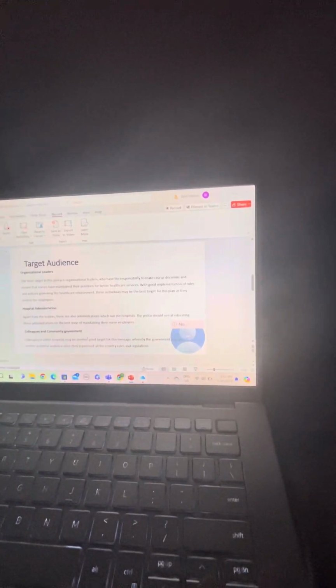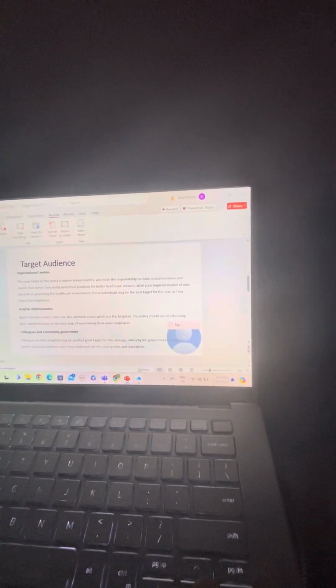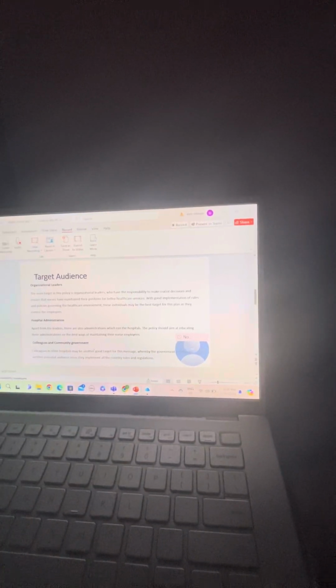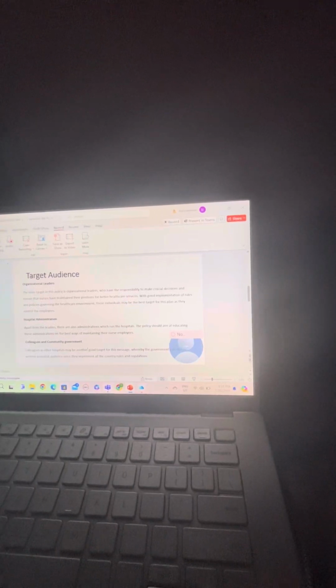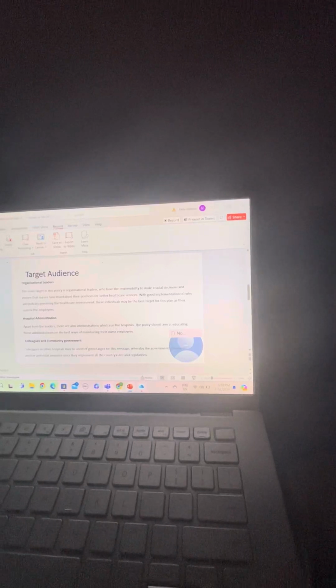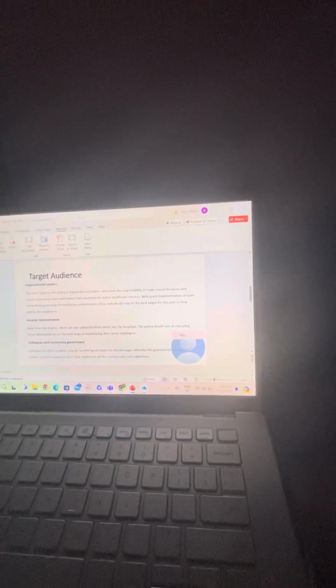Target audience. Organization leaders. The main target in this policy is organization leaders who have the responsibility to make crucial decisions and ensure that nurses have maintained their positions for better healthcare services. With good implementation of rules and policies governing the healthcare environment, these individuals may be the best target for this plan as they control the employees.